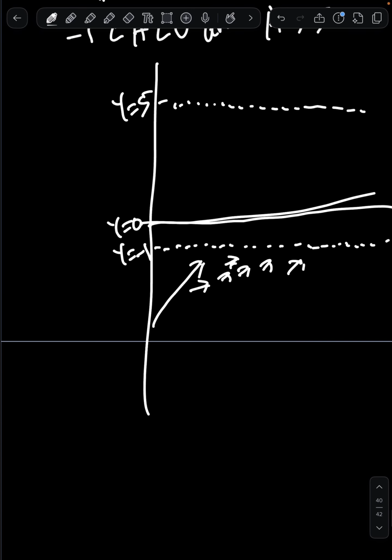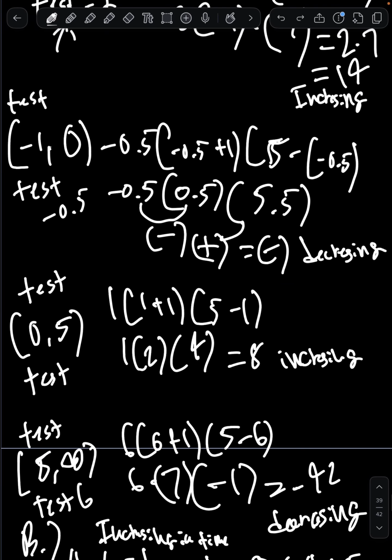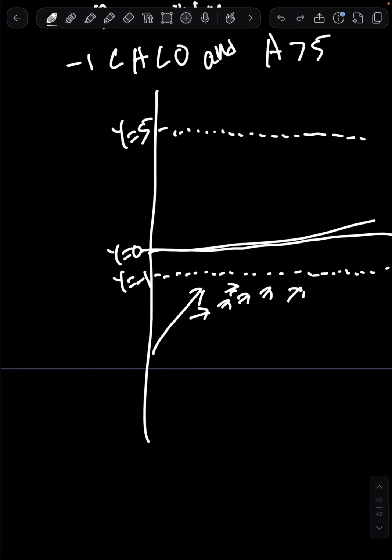Now we can look at another interval right here, all of this area, which is y equals negative 1 to 0. We found that from y equals negative 1 to 0, our function was decreasing. So that means our slope is going down a little bit like this, so our arrows are now pointing down. Note that the arrows aren't actually the slope. They're just telling us what the slope is doing, whether it's increasing or decreasing.